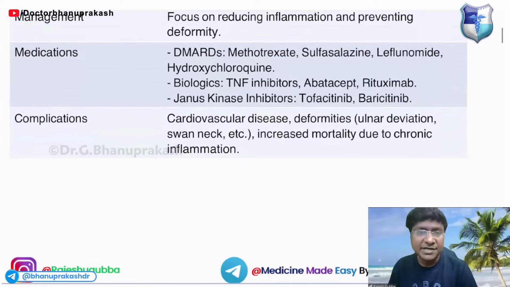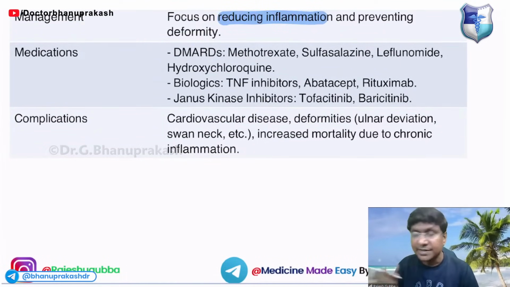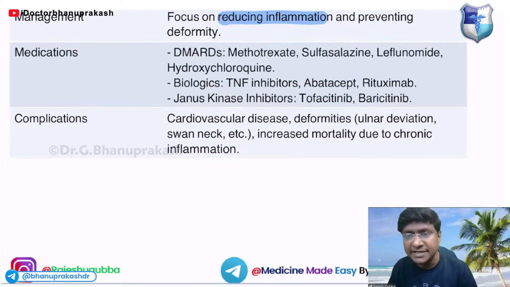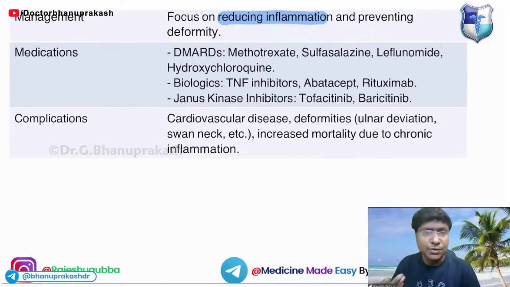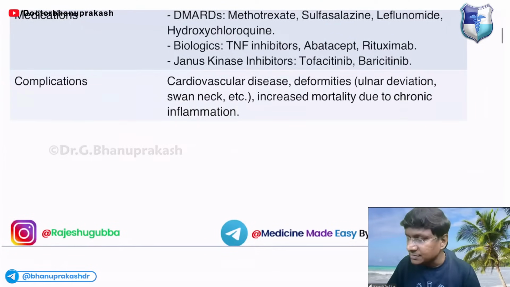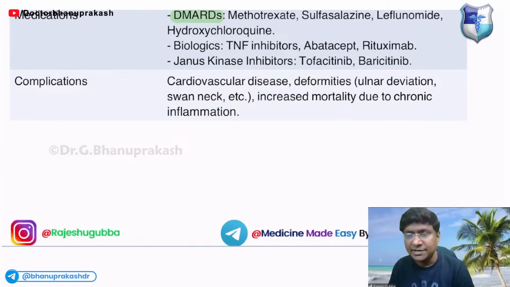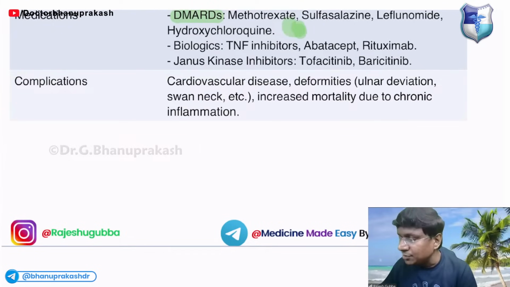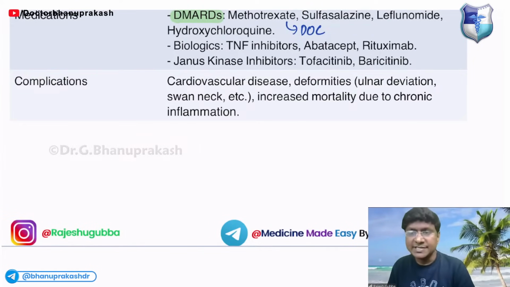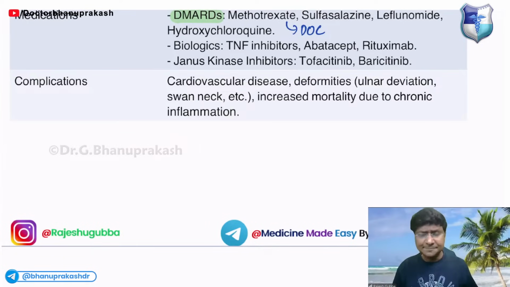Now, whenever you are treating these patients, what should you focus on? You should focus on reducing the inflammation and preventing the deformity. In acute cases, you can give NSAIDs as well as steroids, but as part of the maintenance, the drugs that you should give are the DMARDs, disease modifying anti-rheumatic drugs. And among the DMARDs, what is the drug of choice? The drug of choice will be methotrexate. Methotrexate is considered the drug of choice, right?